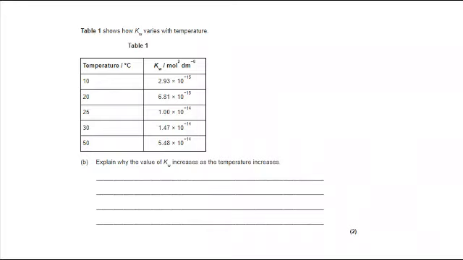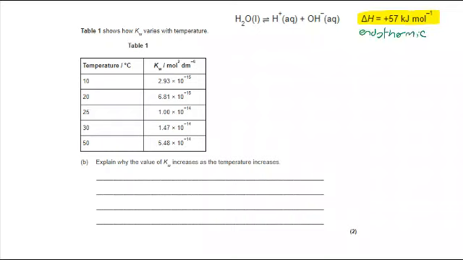Moving on to part B. Why does the value of Kw increase as the temperature increases? I'm going to bring over that data that I've already touched on. This is forward reaction endothermic, but we would know it's endothermic because we are actually dissociating things. We're breaking them apart, the H plus and the OH minus ions. That's always going to require energy. But that positive is incredibly important. The fact it's endothermic is incredibly important.